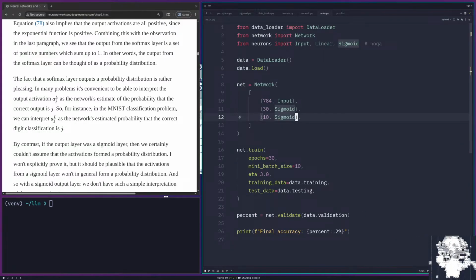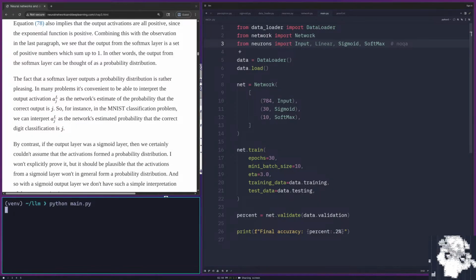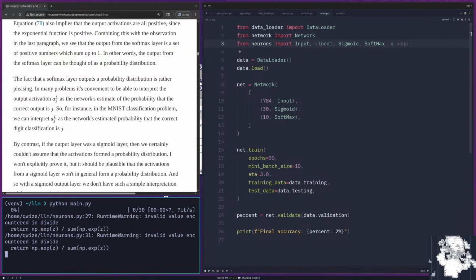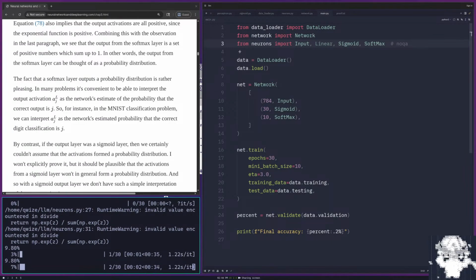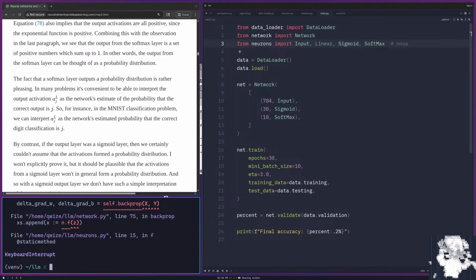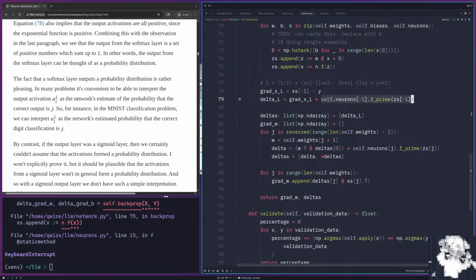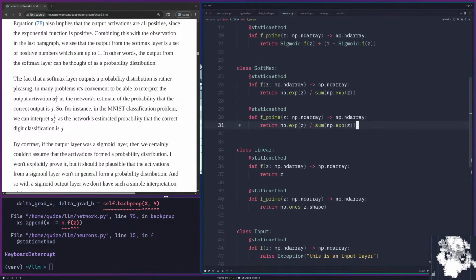Can I try running this with a softmax? Nah, it's messed up. Okay. Why though? We're getting weird overflows that I can't deal with, and I'm not sure why they're happening.